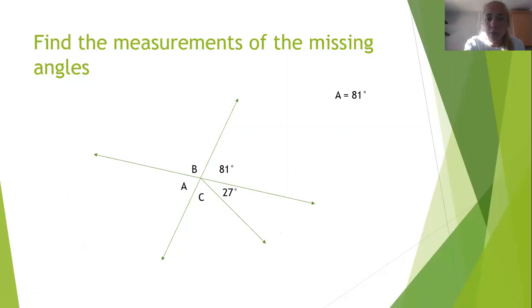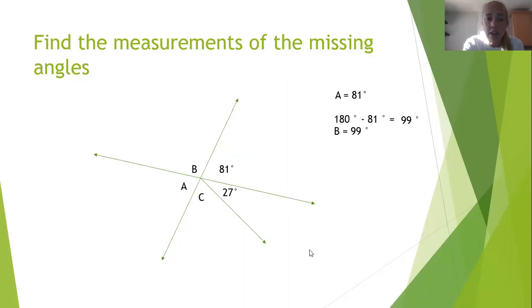The next one we can solve for is B. B is very simple to solve for, because we can do a subtraction problem. We can do 180 degrees minus 81 degrees, because we know that this line right here is 180 degrees. So if we subtract 81 degrees, we should be left with what B is equal to. So we know 180 minus 81 is going to be 99 degrees. So B is equal to 99 degrees.